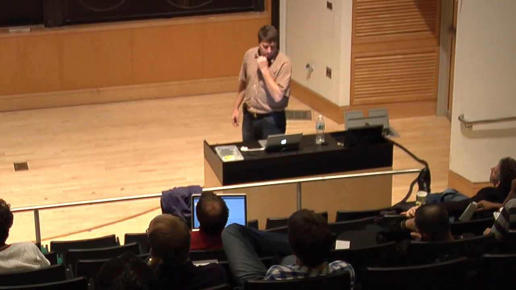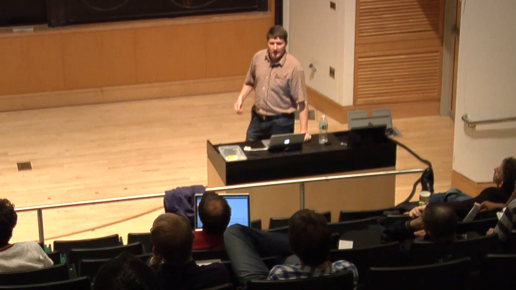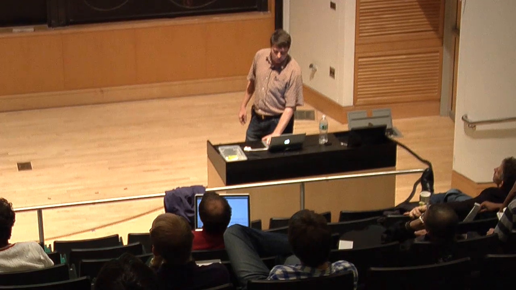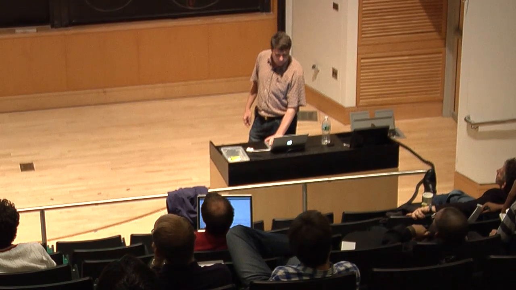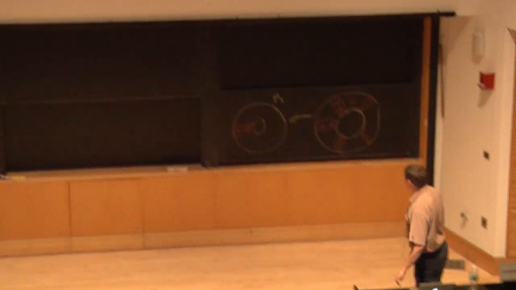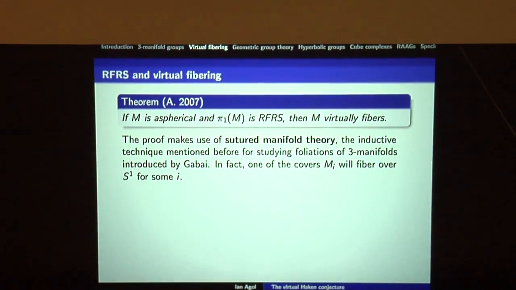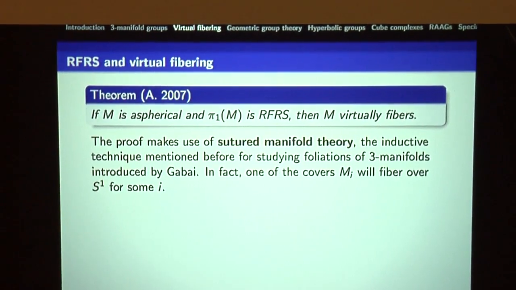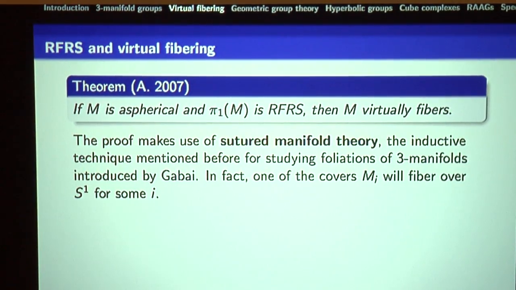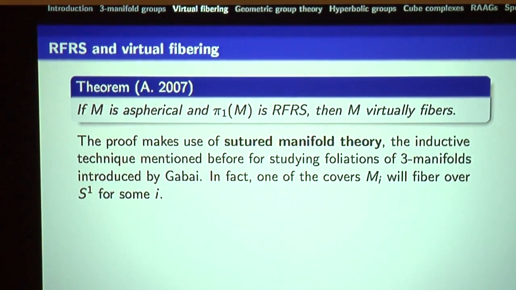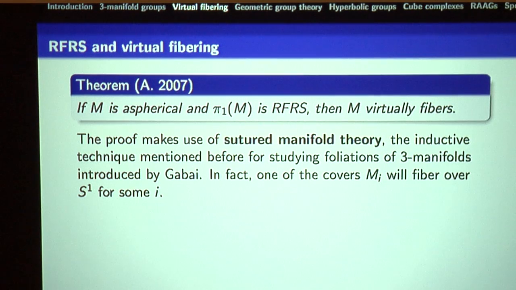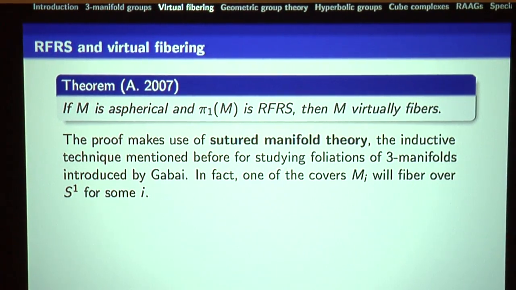Okay, so what I proved in 2007 is that if you have an aspherical three manifold and its fundamental group satisfies this RFRS condition, then it virtually fibers. In fact, one of these covers, Mi, these eventually become fibered after some stage. And I don't have an estimate on how far you have to go, although in principle one could make an estimate. So the proof makes use of Gabai's theory of sutured manifolds that I alluded to yesterday.